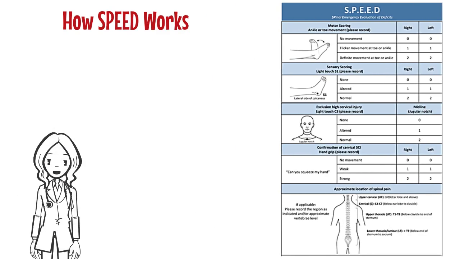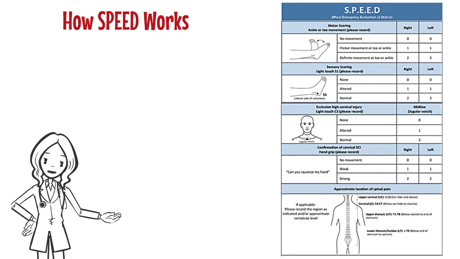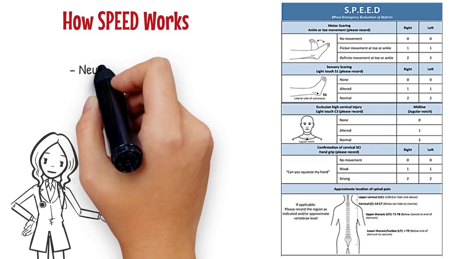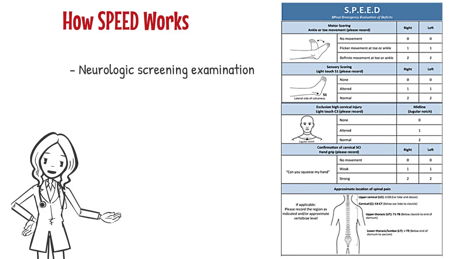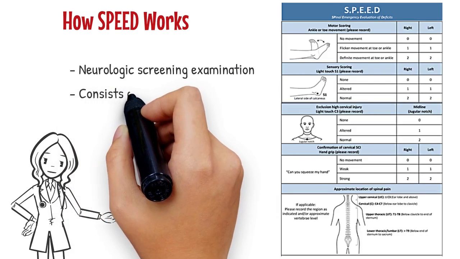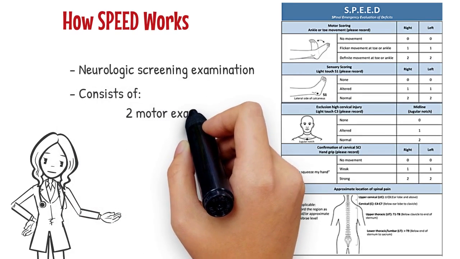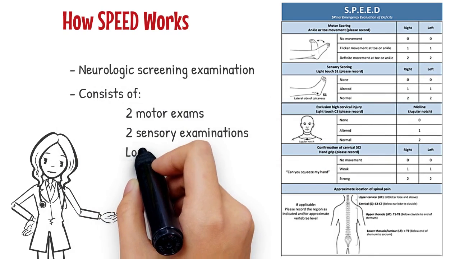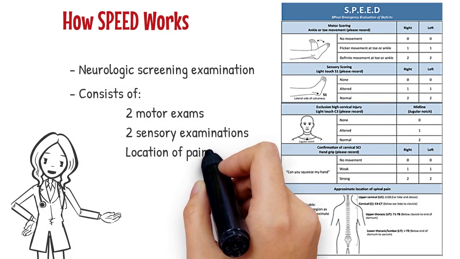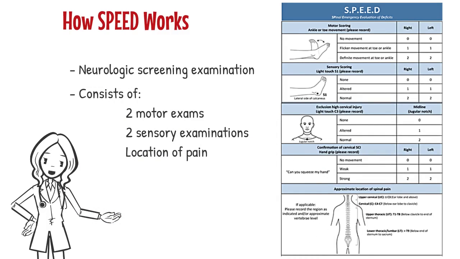SPEED is designed to be a screening examination and should be superseded by the findings of a subsequent complete neurological exam once it can be performed. SPEED uses two simple assessments of motor function and two simple assessments of sensation combined with the location of pain along the spinal cord to determine the level of injury.